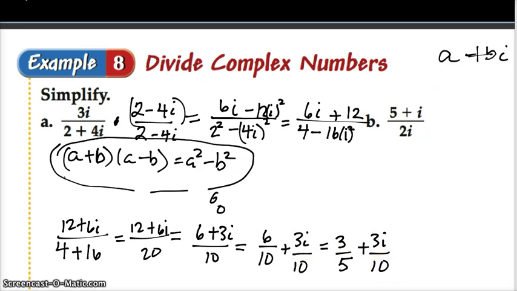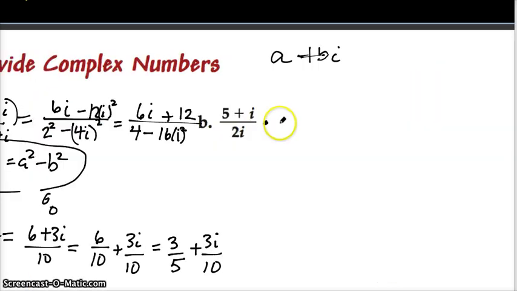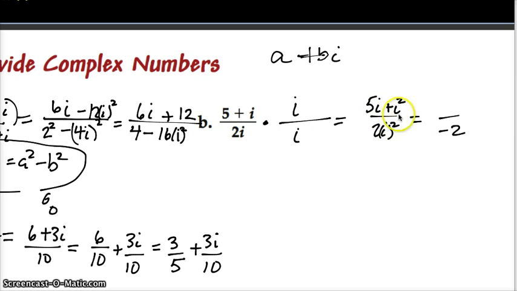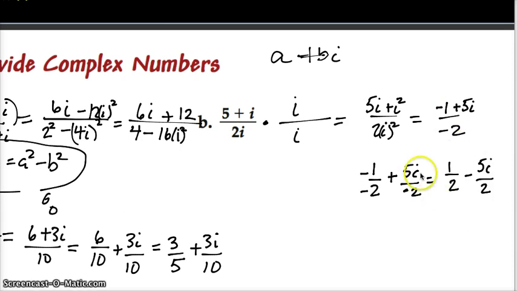Let's do this next problem. Again, I need to multiply by a special 1 in order to get rid of the radical, or the i, in the denominator. And upon second thought, i over i would be enough, because in the bottom I get 2i squared, which is just a negative 2. And in the numerator, I get 5i plus i squared, which I can then write as negative 1 plus 5i over negative 2, with my final answer simplifying to this.